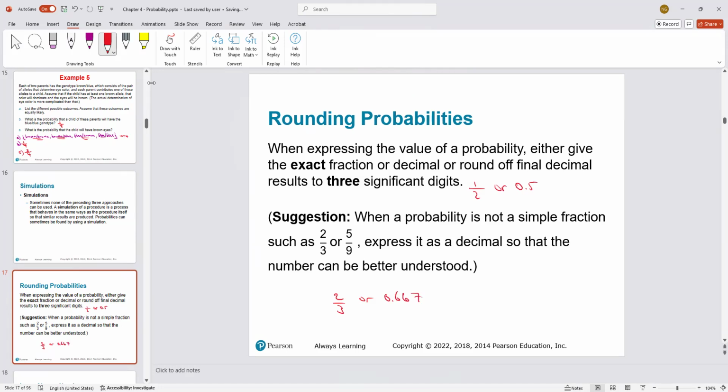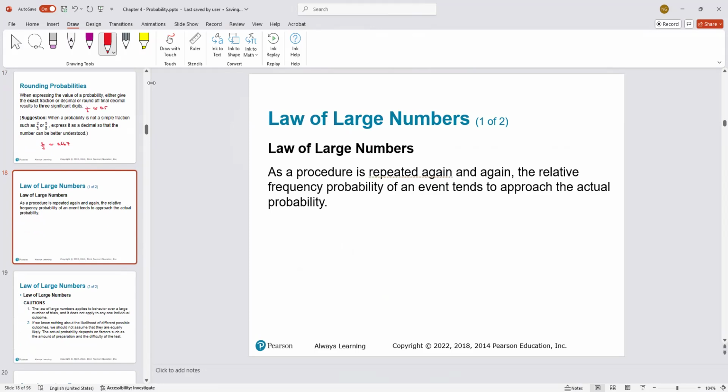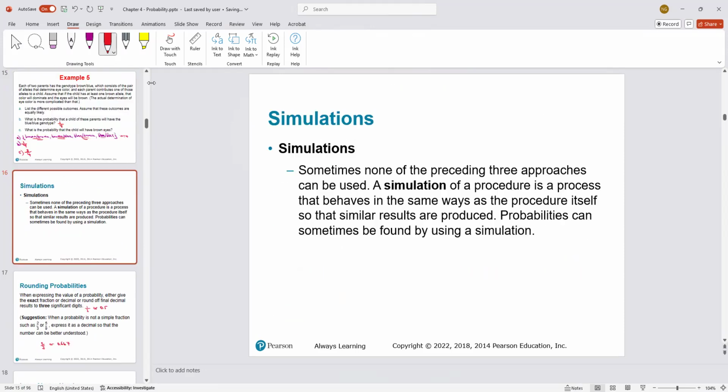That's exactly what I do here, because when you express the value of a probability, either give the exact fraction or decimal, or round off the final decimal to three significant digits. In a different video, we did talk about significant digits already. Hopefully, you would have a chance to go back and review it, right? Because we're going to need it for something different.